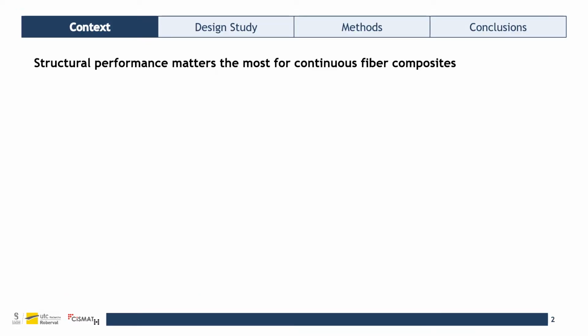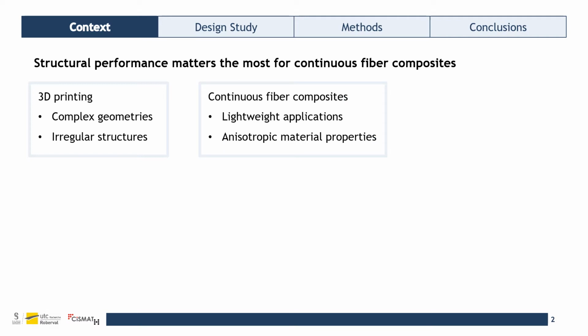3D printing enables the manufacturing of complex geometries with fine details and irregular structures. But continuous fiber composites are mostly used in lightweight applications. Therefore, the structural performance matters more than the shape itself. It is important to consider the anisotropic material properties in the design process.